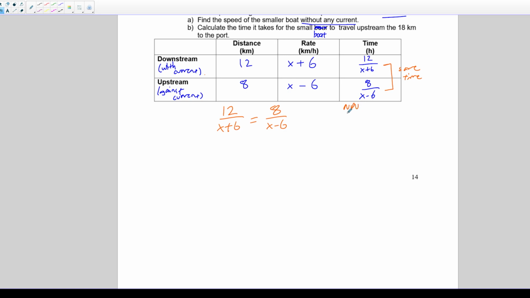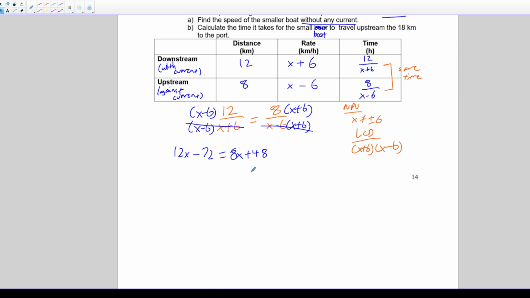From here, we have two NPVs: x cannot equal plus or minus 6. Your LCD is going to be x plus 6 times x minus 6. Let's multiply to get common denominators: multiply by x minus 6 on the left-hand side and x plus 6 on the right-hand side. We can get rid of our common denominators. Let's multiply. x times 12 gives me 12x. Negative 6 times 12 gives me negative 72. On the right-hand side, 8 times x gives me 8x, and 8 times 6 gives me plus 48.